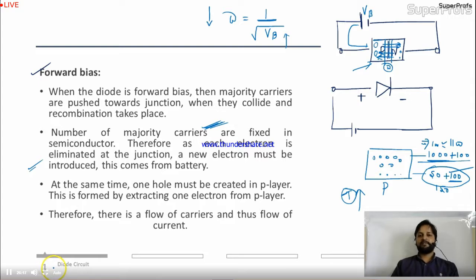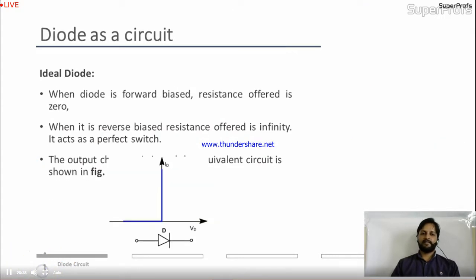In the reverse bias case, there will be zero current in the diode ideally, but practically we have ICO. This is the leakage reverse current, right? So we'll come up with these two ideas. This is the detailed analysis and this is the part of electronic devices and circuits.